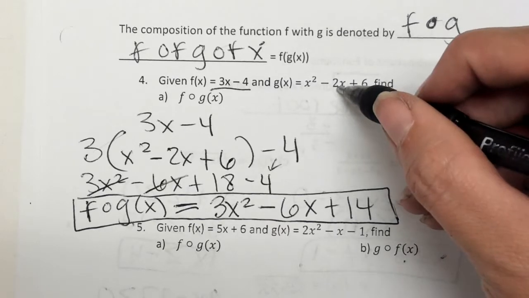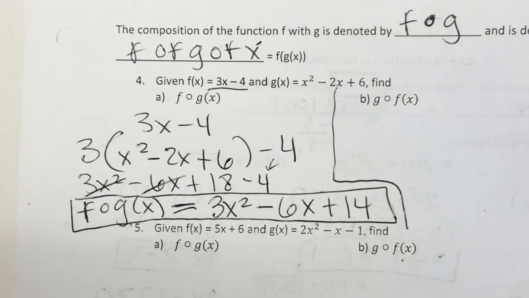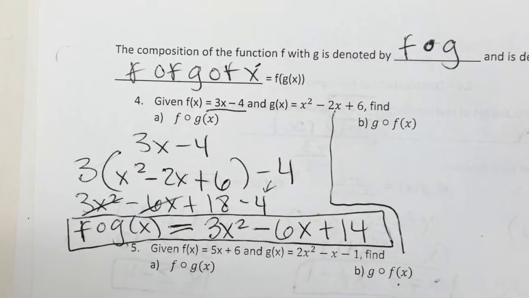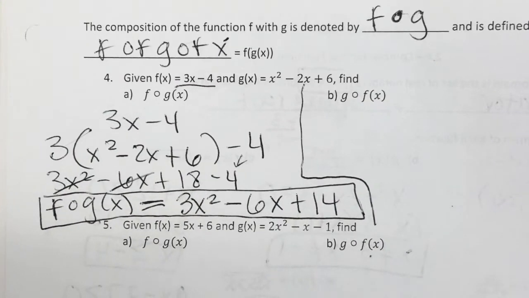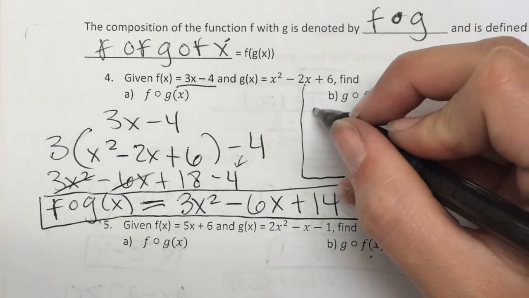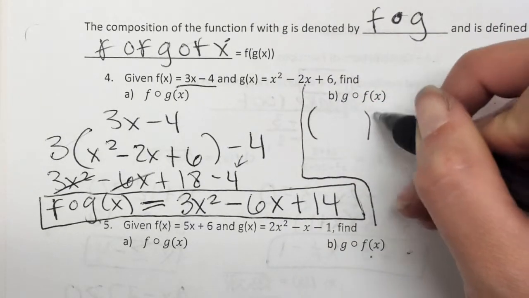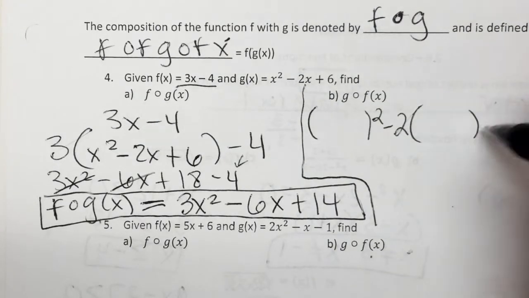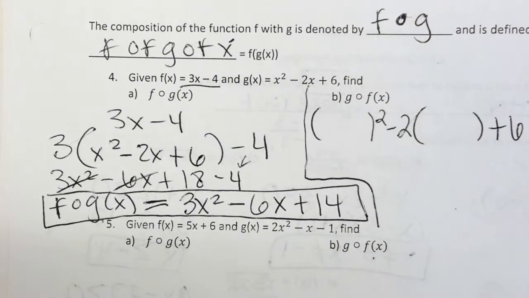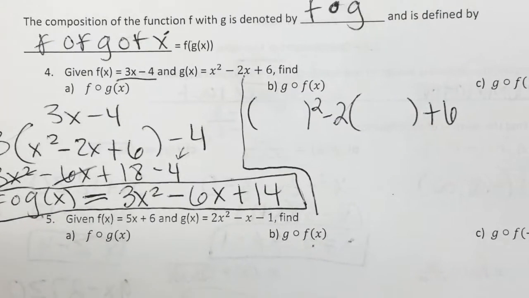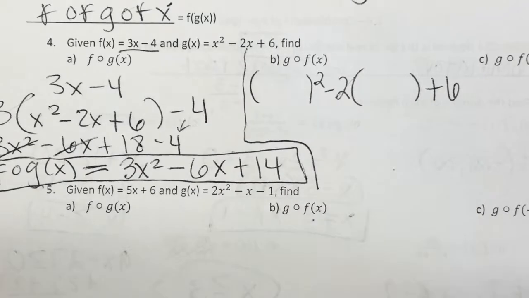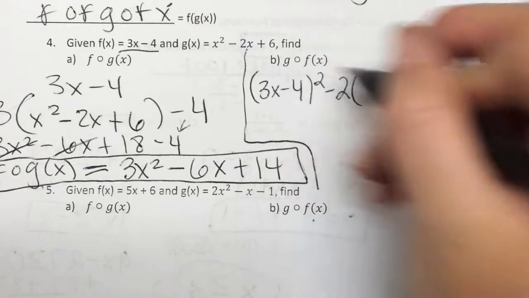So let's try the next one together, then I'll let you try some on your own. Alright, tell me what to write first in this problem. What function are we starting with? G. So x squared, except instead of x, I'm going to put parentheses, squared. And I'll put minus 2 parentheses instead of x, and plus 6. So I just wrote this function, and instead of x's, I put parentheses. And Miles, what am I going to put in those parentheses? That is correct.